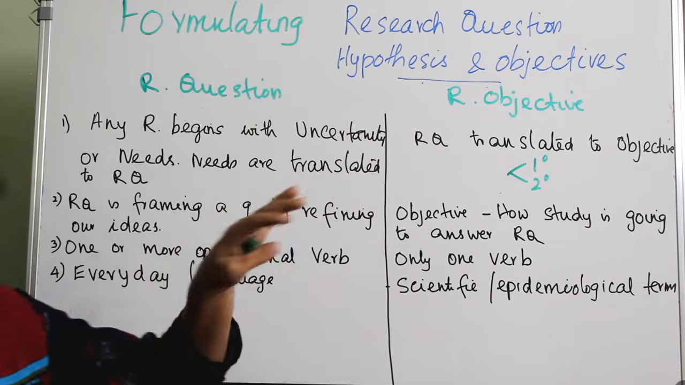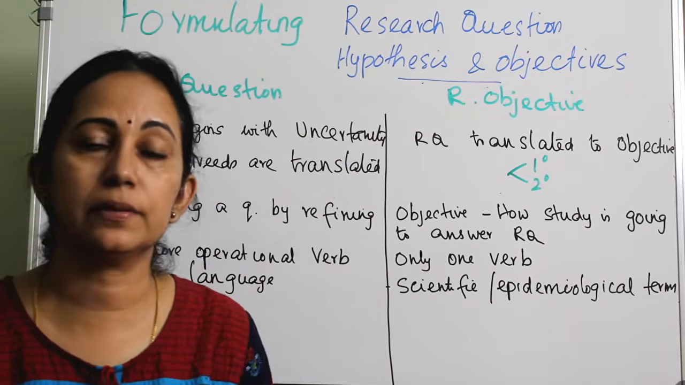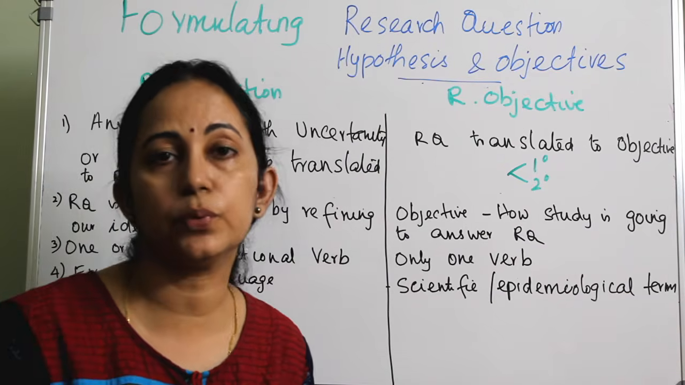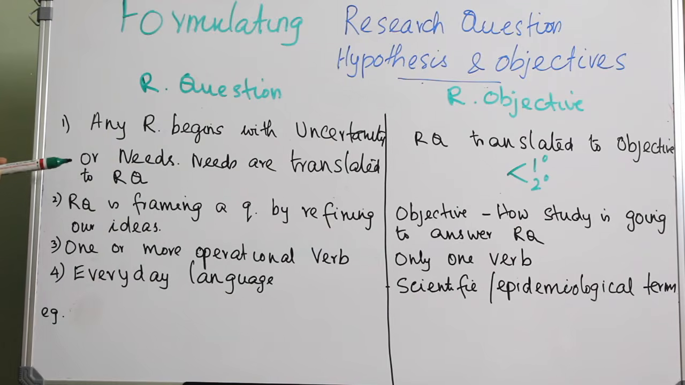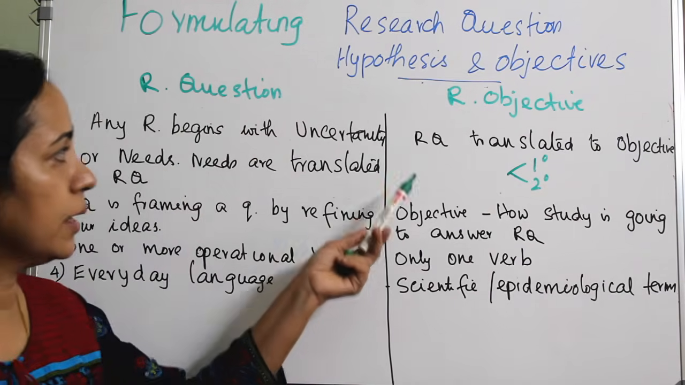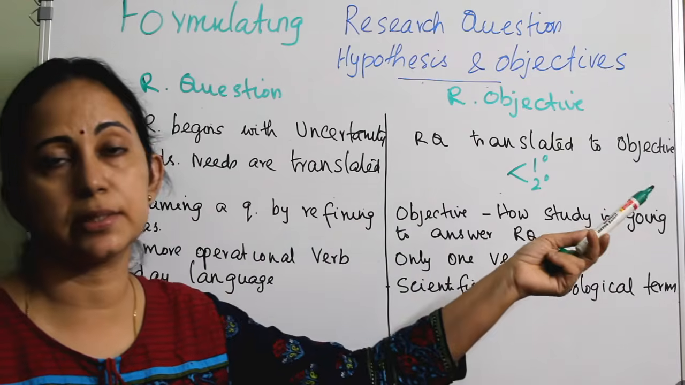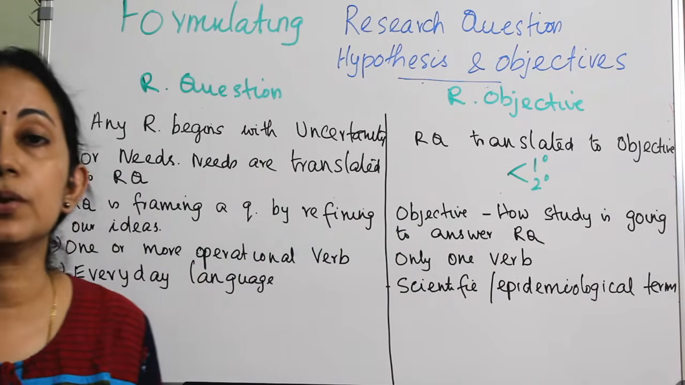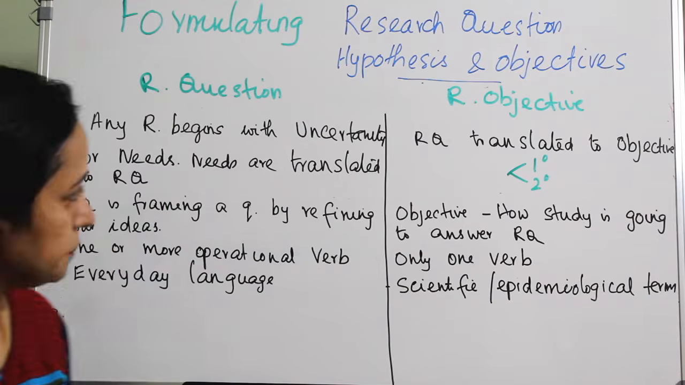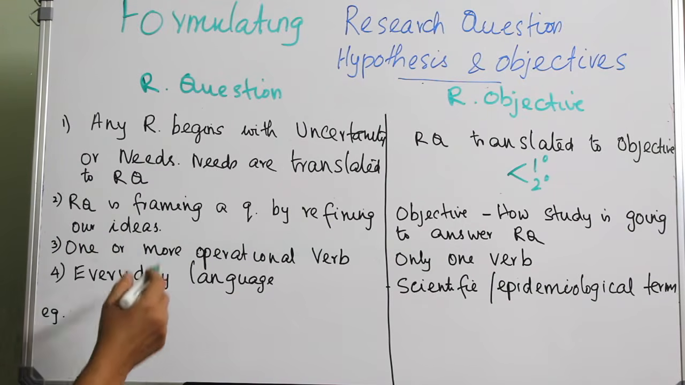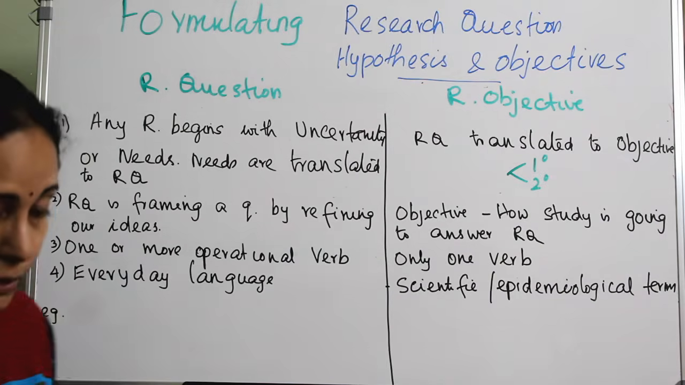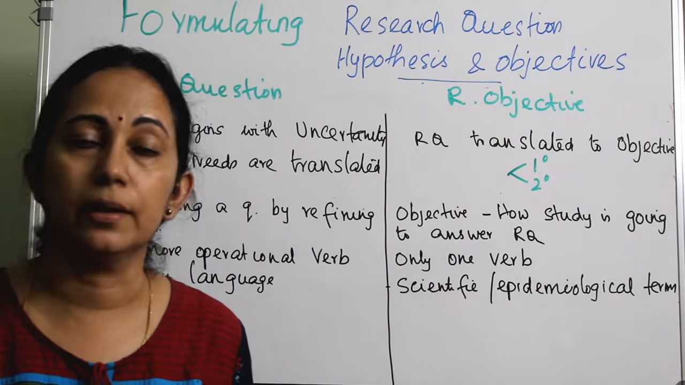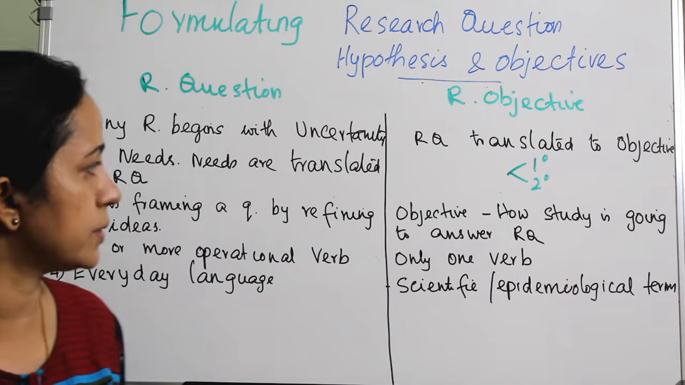Objective and research question. We make objective from research questions. There are few differences between these two. The research question begins with an uncertainty or the need. I already told that. And the needs are translated into research question. And again the research questions are translated into objective. We write as primary objective and also secondary objective. And research question is framing a question by refining our idea. I already told the 6 steps involved in defining a research question.